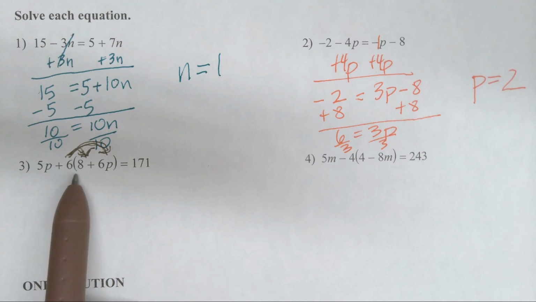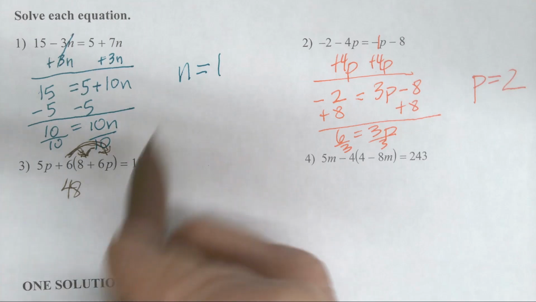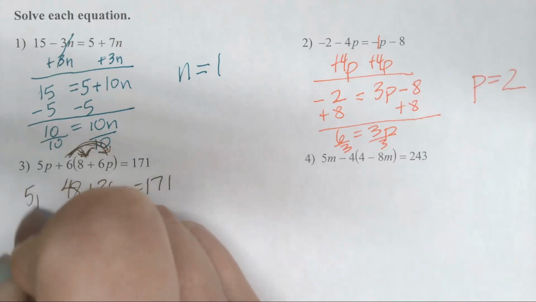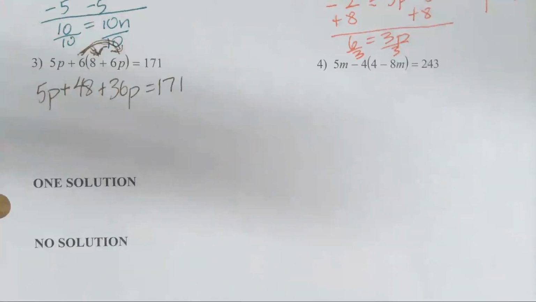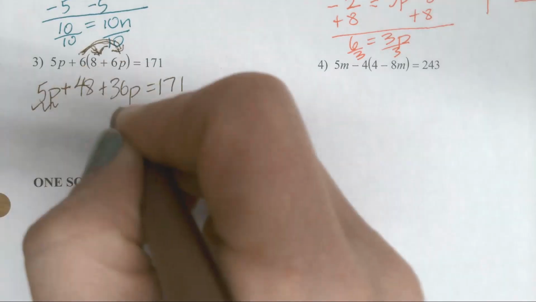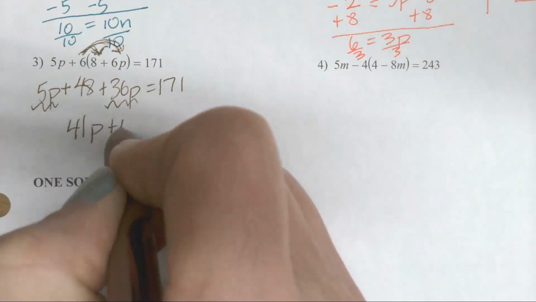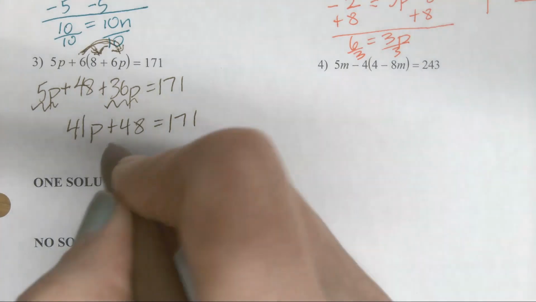So this is 6 times 8. And 6 times 6. And then everything else comes down. Once I distribute, I can combine the p's, and I heard add the 2 p's. I can combine those together. That's 41p plus 48 equals 171. Now I'm in a position where I can just solve a two-step equation just like normal. Get rid of the 48.